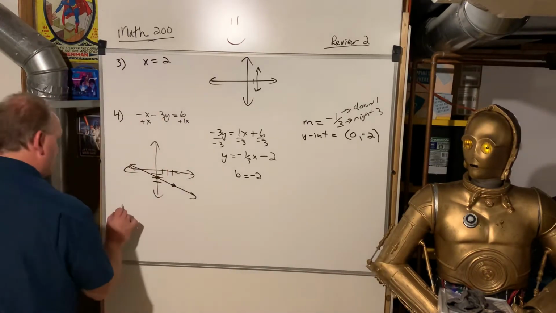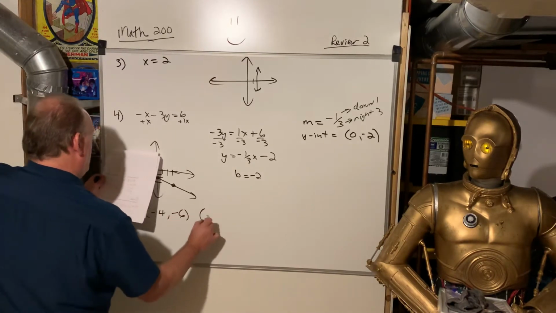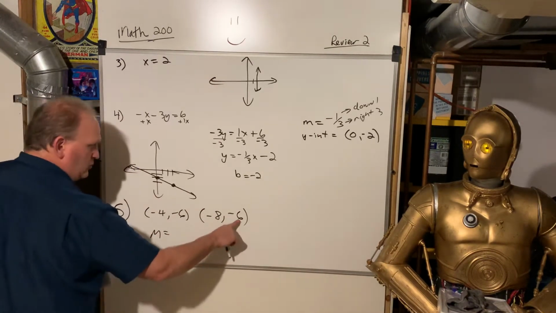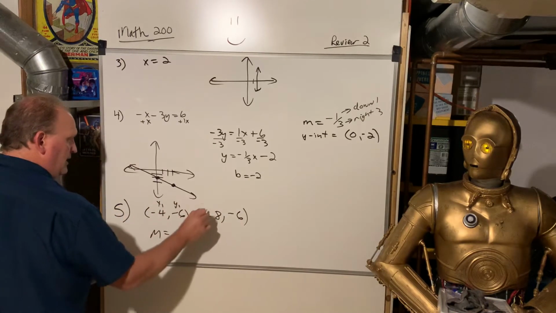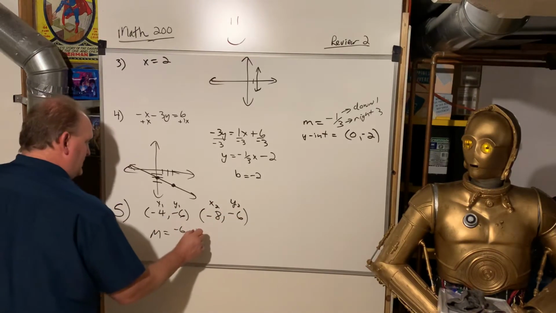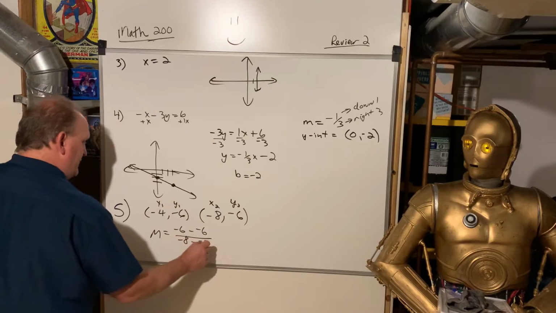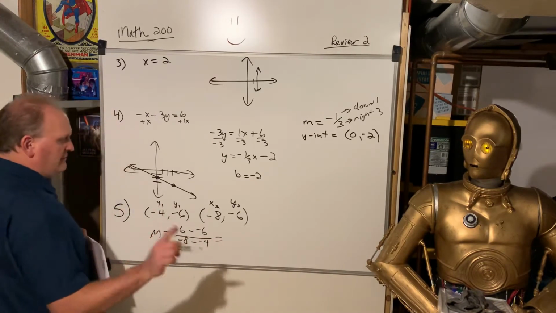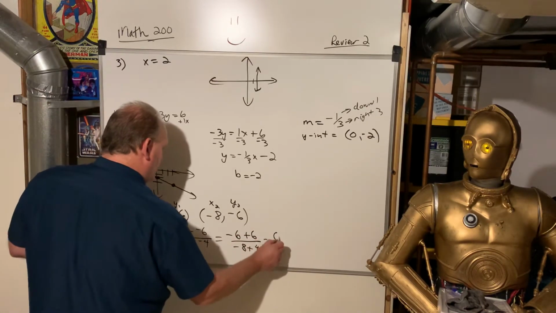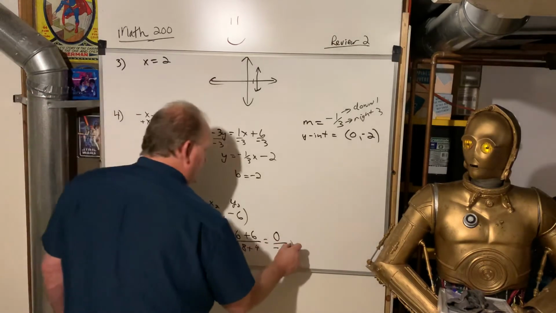All right, and then the last one on this page, page 2, is number 5. They give us 2 points and tell us to find the slope. Well, the slope formula is the change in y over the change in x. So that's y2 minus y1 over x2 minus x1. This one, -6, minus that one, minus -6, over this one, -8, minus that one, minus -4. Oh, too many minus negatives. Remember, 2 negatives make a positive, so -6 plus 6 over -8 plus 4. That is 0 over -4. That is not undefined. That is a slope of 0.